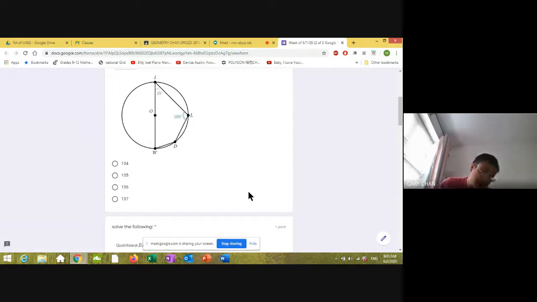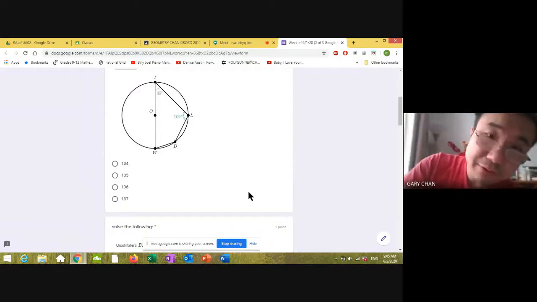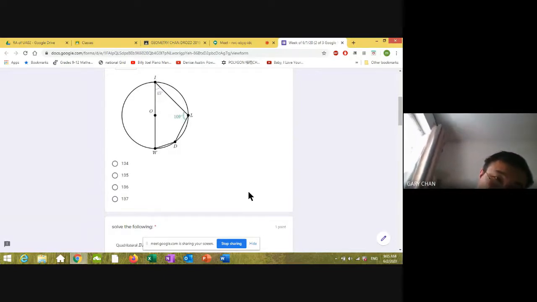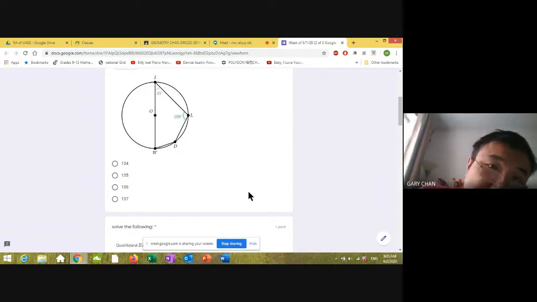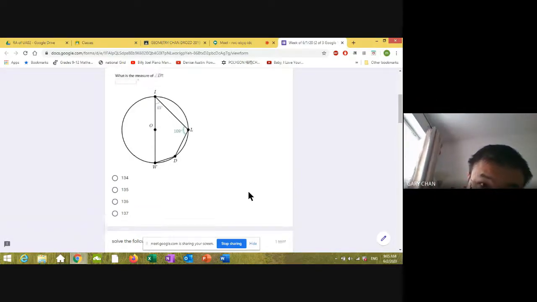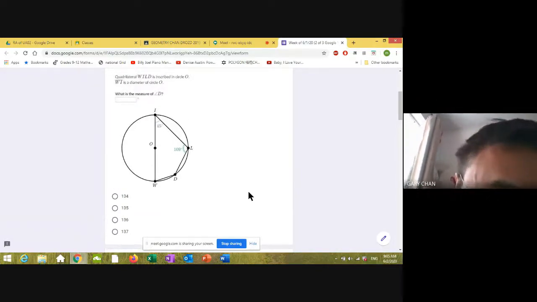We have a quadrilateral that's inscribed inside of the circle, and it doesn't matter whether or not one of the chords is a diameter, because what we had gone through yesterday had no restriction as to whether the chord needed to be a diameter or not. So you're asked to find out what is angle D.